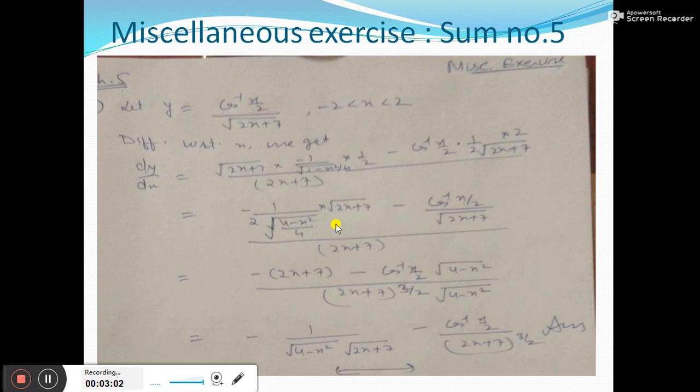For this, instead of taking the LCM, we have to separate the terms. The 2 cancels with 2, the square root of 4, and it becomes 2x plus 7 root of 2x plus 7 root of 4 minus x square into 2x plus 7. This root of 2x plus 7 cancels with 2x plus 7, and therefore we have the denominator root of 2x plus 7, and minus 1 upon root of 4 minus x square into root of 2x plus 7. And this term cos inverse x by 2 into root of 2x plus 7 into 2x plus 7 becomes 2x plus 7 power 3 by 2.